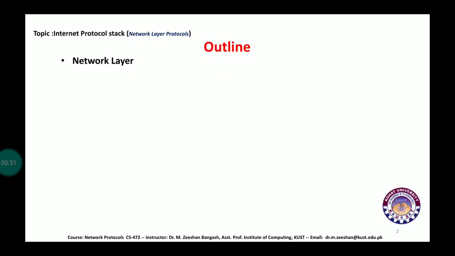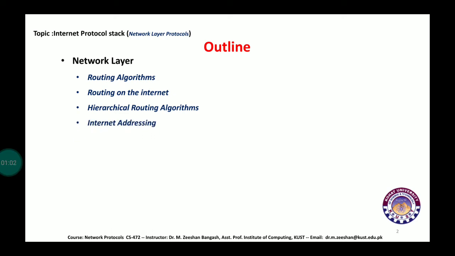Today, we will be talking about some network layer basics and we'll try to review our basic knowledge about the function and operation of the network layer. We will be talking about some routing algorithms and some routing mechanisms on the internet. We will also be talking about hierarchical routing algorithms and at which level these routing algorithms are used. And we will also be talking about the internet addressing format and its purpose.